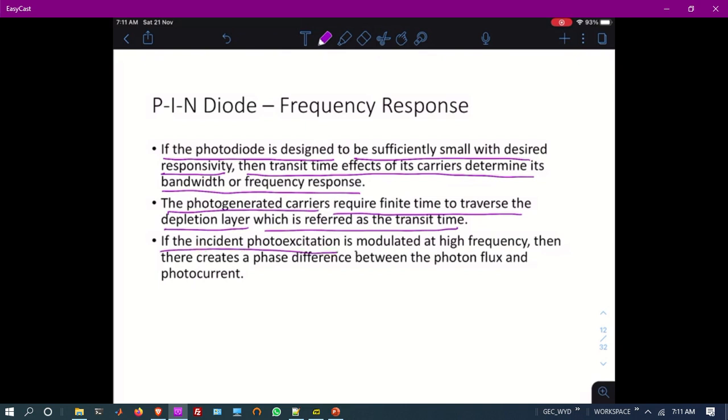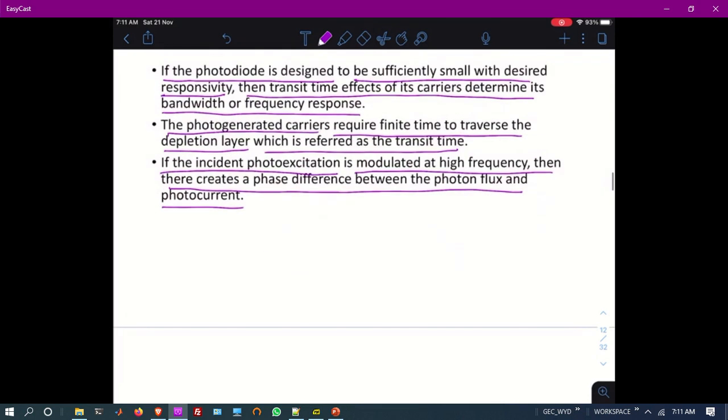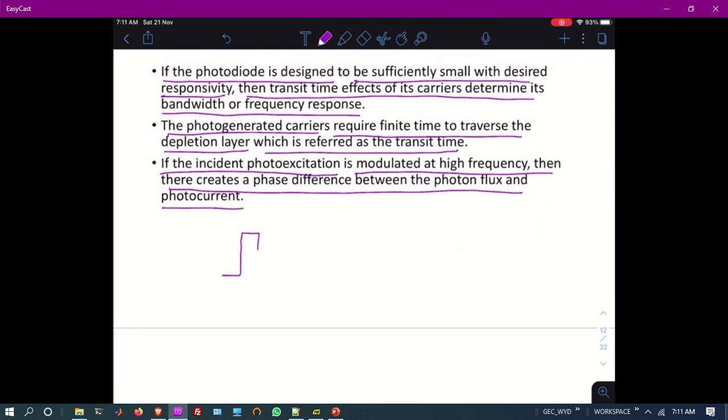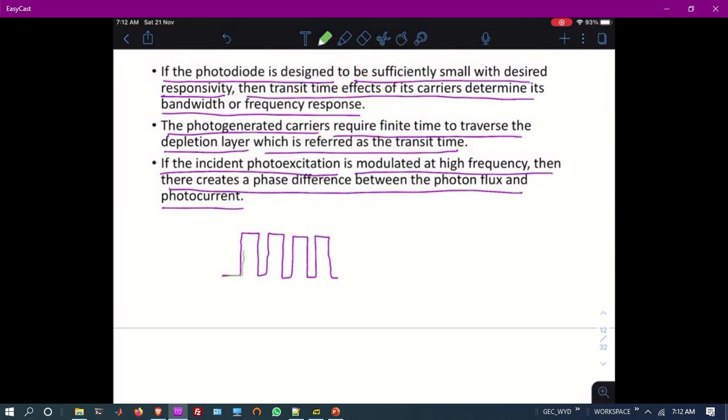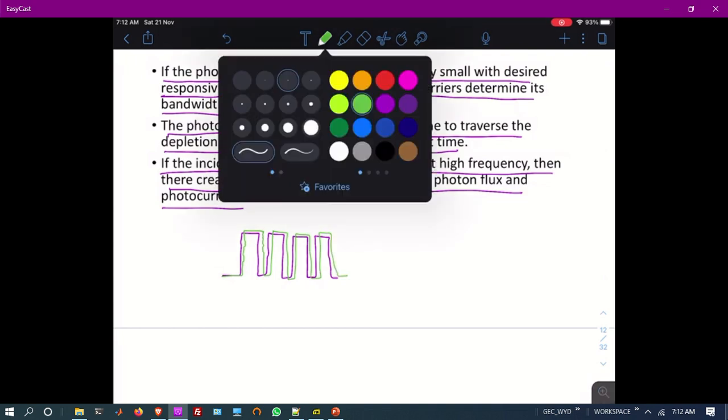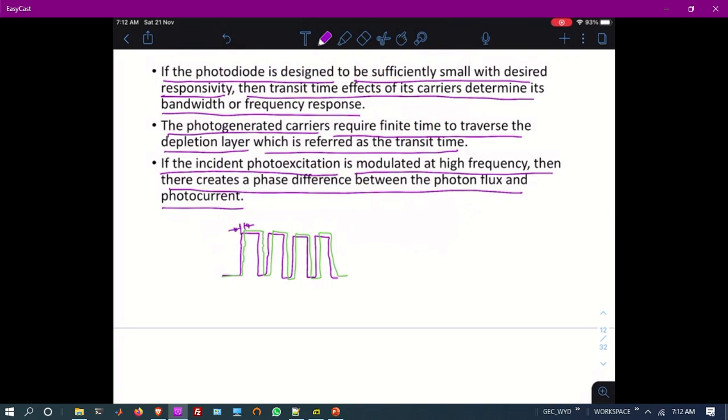If the photon excitation is modulated at high frequency, then there is a phase difference between the photon flux and photocurrent. So what this means is, let's say your incident light is of this form, and this is of very high frequency, let's say in gigahertz or something. Now, ideally speaking, your output current also should follow exactly what is there in the incident light, like this. Instead, the current might follow something like this. So what it means is, there's a phase difference between the incident light and the current. This happens usually at very high frequencies.